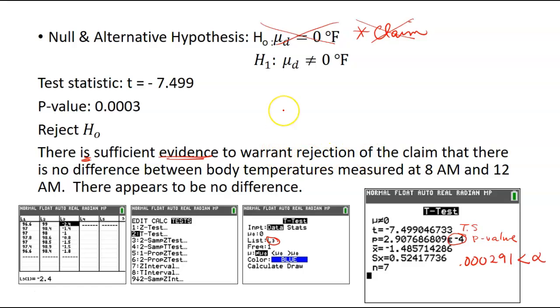And one thing I've always had people that didn't understand what warrant means, and basically it just means to justify. So there is sufficient evidence to justify rejection of the claim, or to allow us to reject the claim. And the claim being that there is no difference. So if we're rejecting the claim that there is no difference, then basically we're saying that there is a difference between those two.